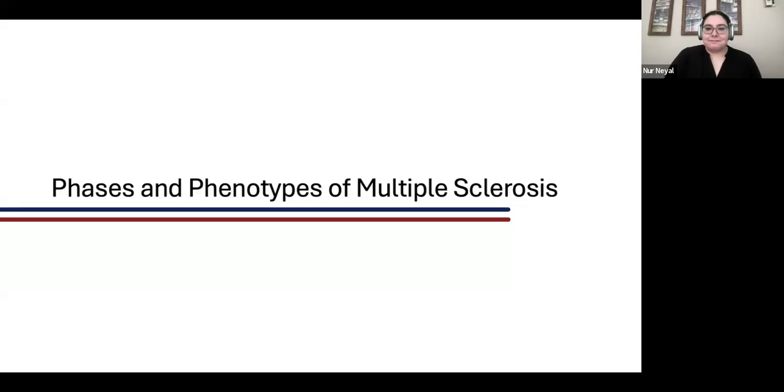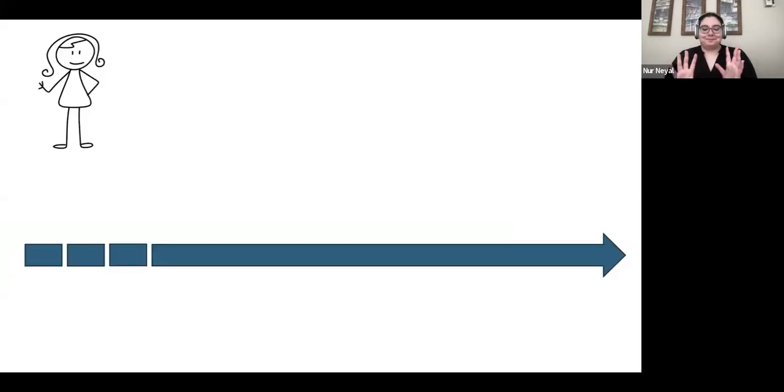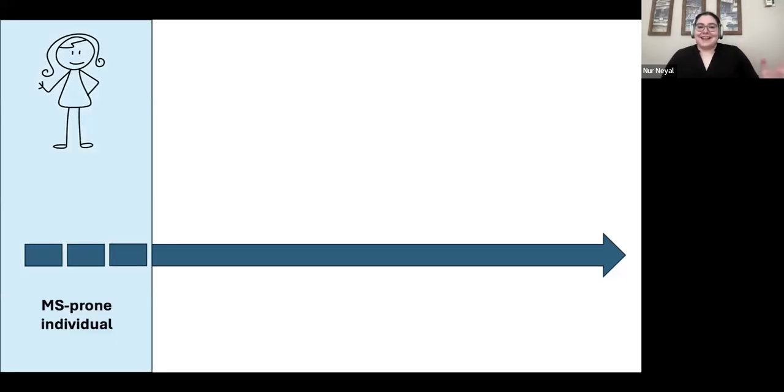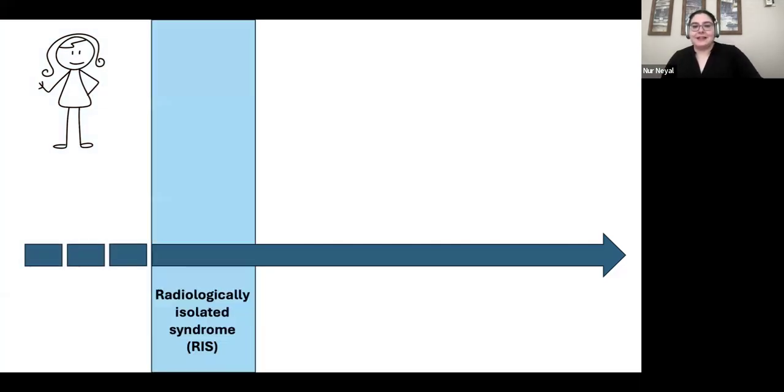And right now, there are basically 2 phases. So now I have a small animation. Let's say we have a lovely patient, Jane, she's wonderful. She doesn't have any inflammation going on in her nervous system. She doesn't have any symptoms, but that doesn't mean that she doesn't have genetic mutations or environmental factors that make her more prone to MS. At that phase, we call Jane an MS-prone individual. And if she develops lesions, if she develops inflammation in her nervous system, but she's asymptomatic, we call her radiologically isolated syndrome or RIS.